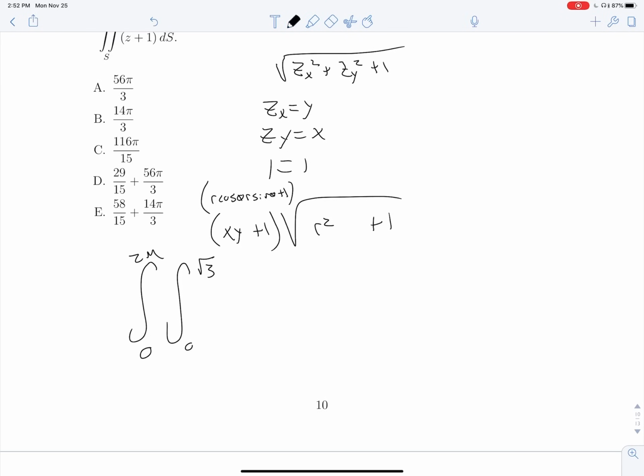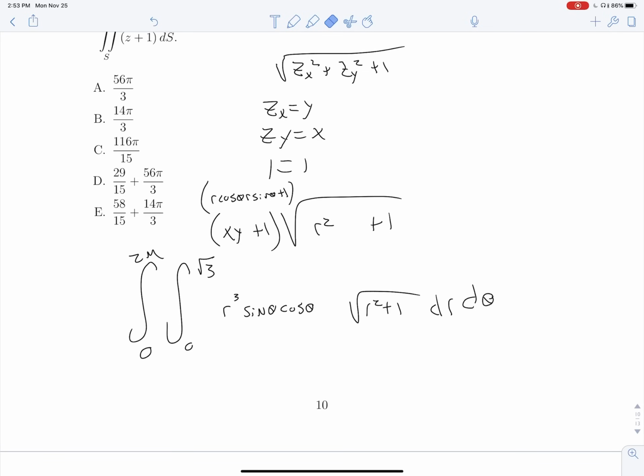let's see, r squared sine theta cosine theta plus 1, all multiplied by root r squared plus 1, and then everything is multiplied by r, and then dr d theta. So this looks like an absolutely terrible thing to have to integrate, and to be honest, it kind of is. So we'll see what we can do.